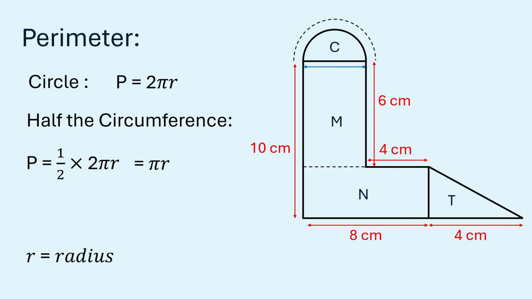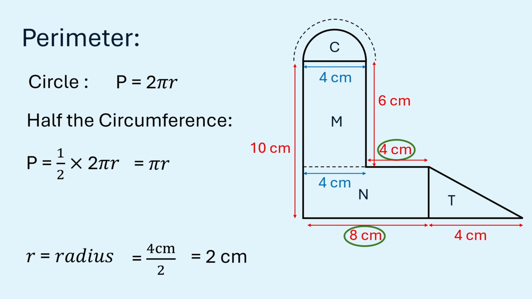To find the radius, we look at the width of rectangle M, which is also the diameter of the semicircle. The length of rectangle N is 8 cm minus 4 cm, which equals 4 cm. So the width of rectangle M is 4 cm. So the radius r is equal to diameter 4 cm divided by 2, which is equal to 2 cm. The length of the semicircle's circular section is 3.14 times 2, which is equal to 6.28 centimeters. This value represents the length of the semicircle's circular section.